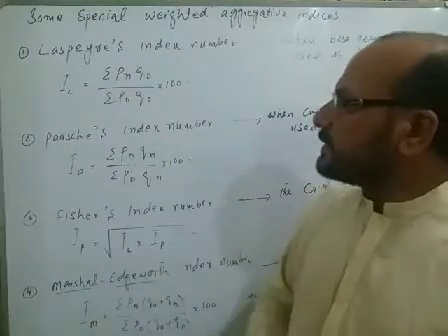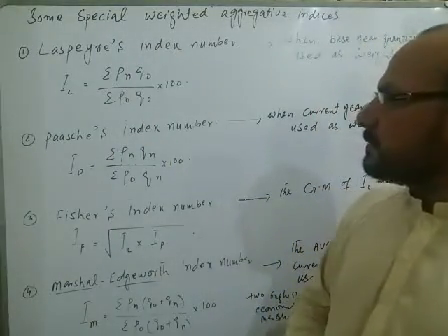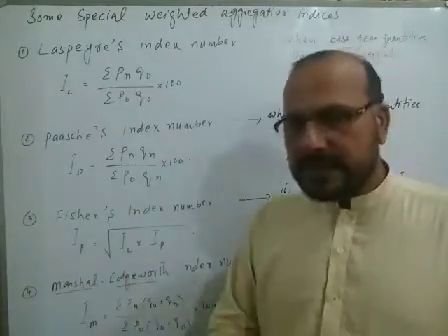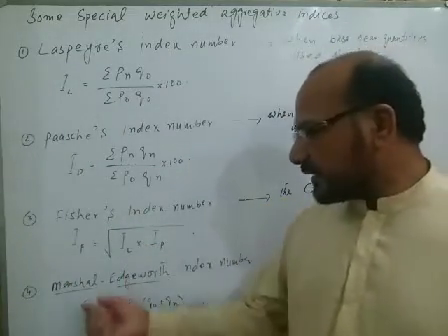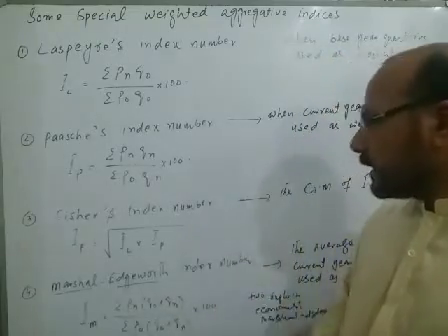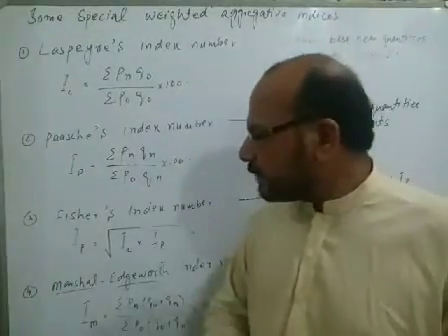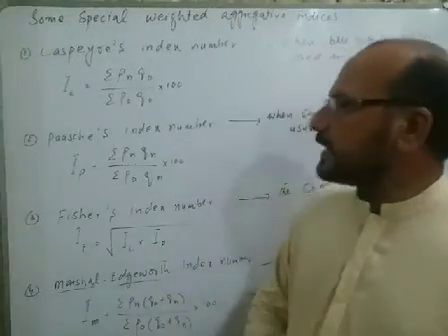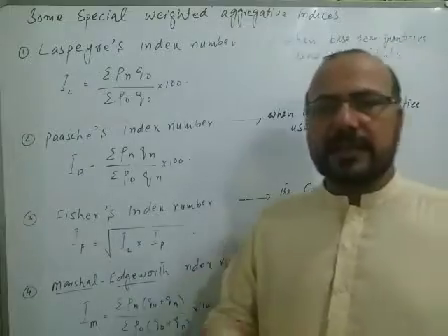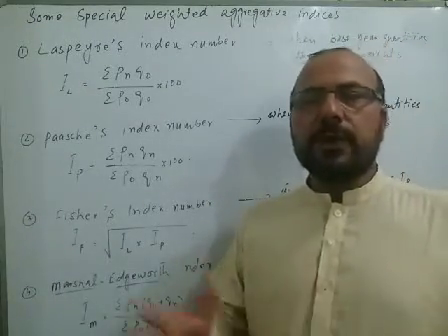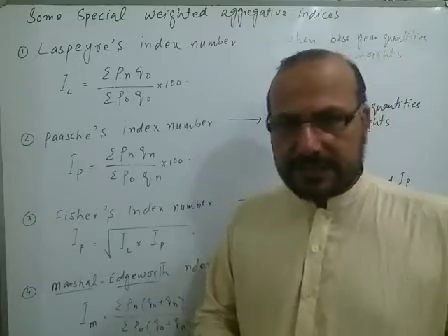The first one is Laspeyres' index number, the second one is Paasche's index number, the third one is the Fisher index number, and the fourth one is Marshall Edgeworth index number. So we have to discuss these four weighted aggregative indices, which are used for the comparison of prices from one time period to another time period if the quantities are given in different conditions.